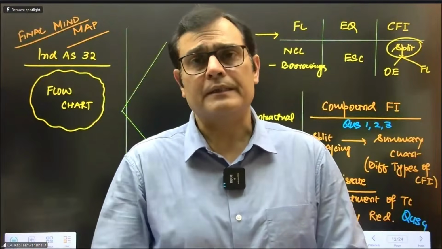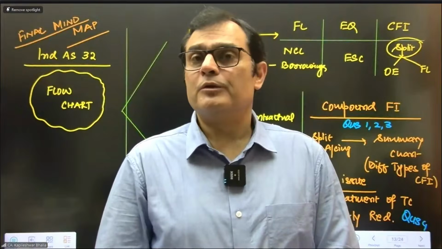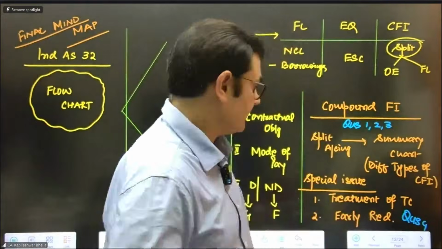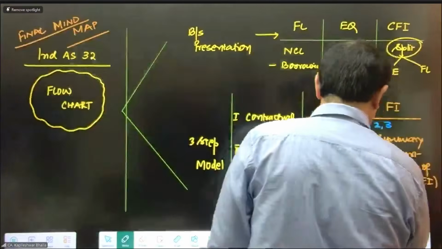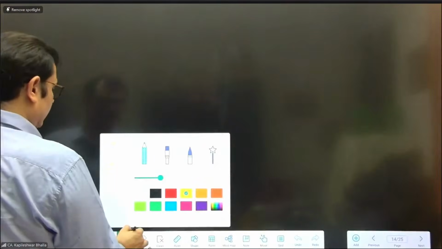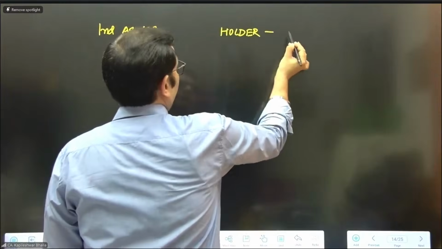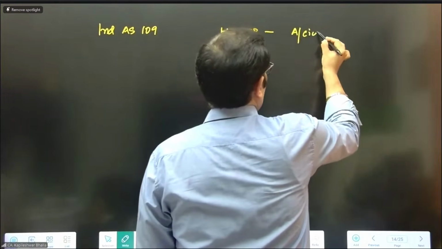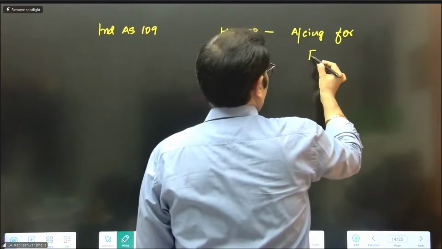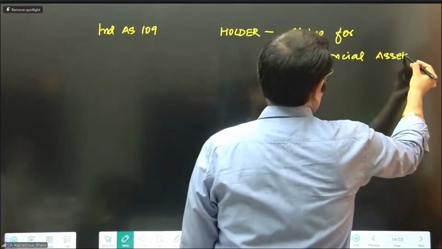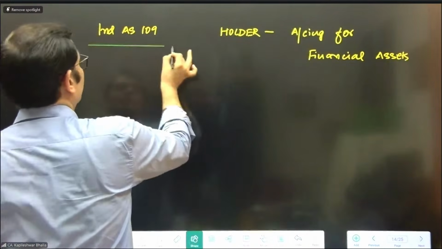The journey is pretty long indeed. So as usual, we're going to take a quick recap of the concepts and then do some questions based on that. So let's begin the journey. My focus now is on Ind AS 109, and first of all on the holder, and we are focusing on the accounting for financial assets. So let's first make mind map number one.